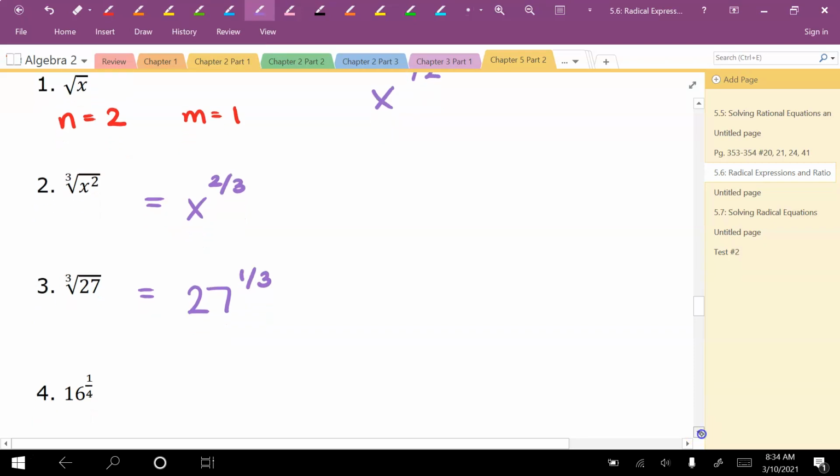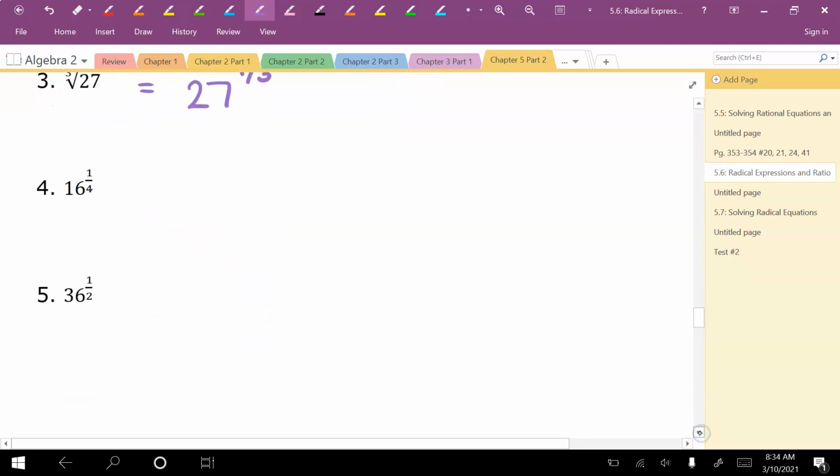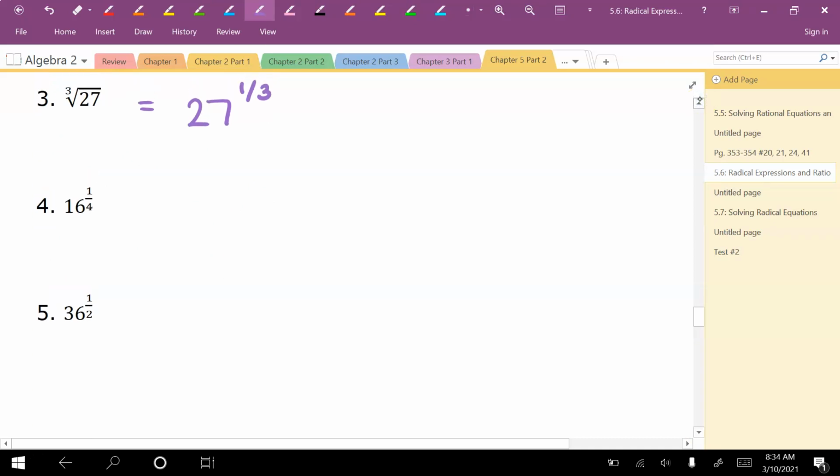Now if I want to go the other way with it, so 4 and 5 have a number raised to a rational exponent. We can take this now and rewrite it as a radical sign. Okay, so 16 to the 1/4 power. Remember, the 1 would be your m, so that would be what 16 is raised to. So 16 would be raised to the first power. I don't need to write that. You don't need to write a little 1. If you want to, because it makes you feel better, you can. So you can put a 1 next to the 16.